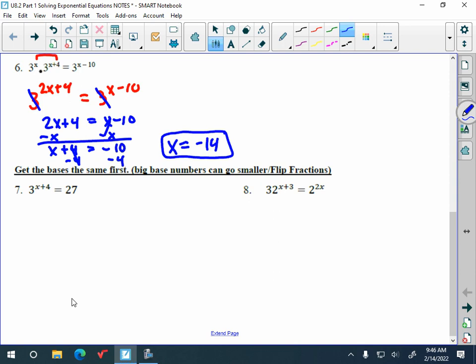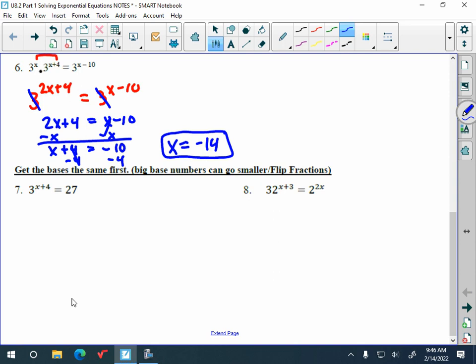All right, so on number 7, we have base 3 and base 27. They're different, and so we want to get them to be the same so we can cancel them out. So you can change a big base number to a smaller one. All right, and so try to look at the smaller one and see if you can make the bigger one that base. All right, so using our exponent sheet, we can see that we can change base 27 to base 3. So 3 to what power is 27?